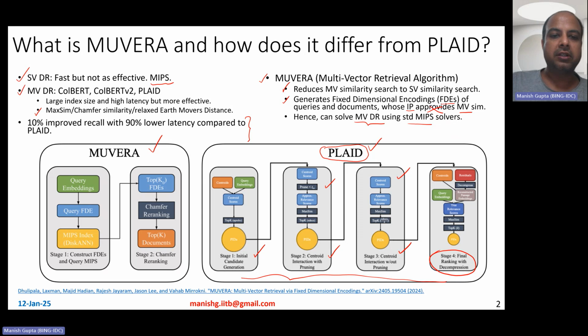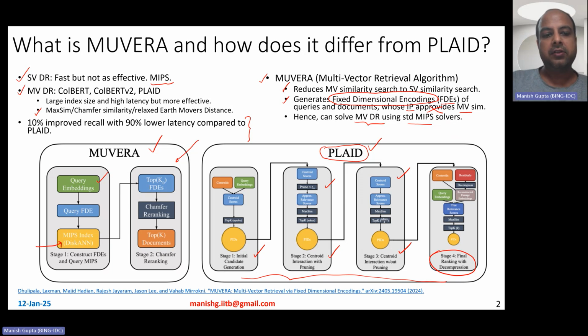Muvera, on the other hand, is a very simple pipeline, essentially just two stages. Offline, you take the document representations and compute their ColBERT V2 embeddings. So per token you have an embedding, and then you use Muvera to get fixed dimensional encodings. These fixed dimensional encodings are what you store for every document in a DiskANN approximate nearest neighbor lookup index.